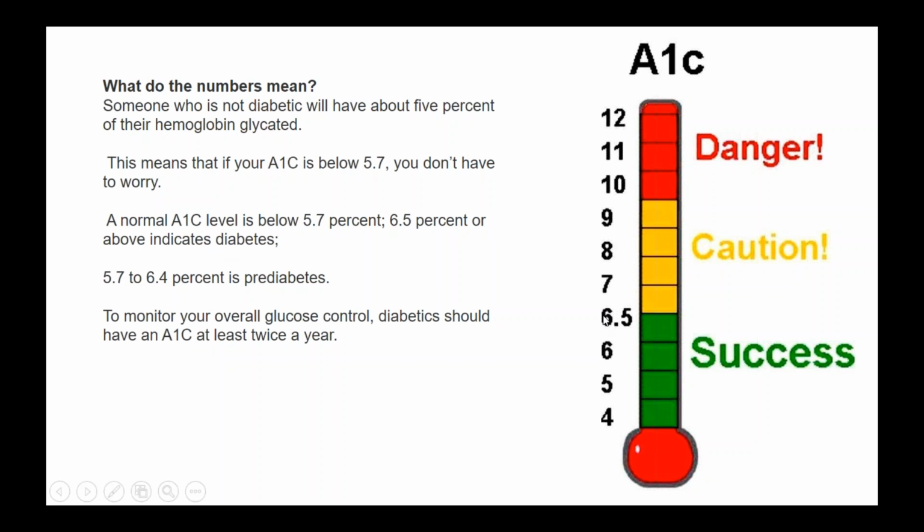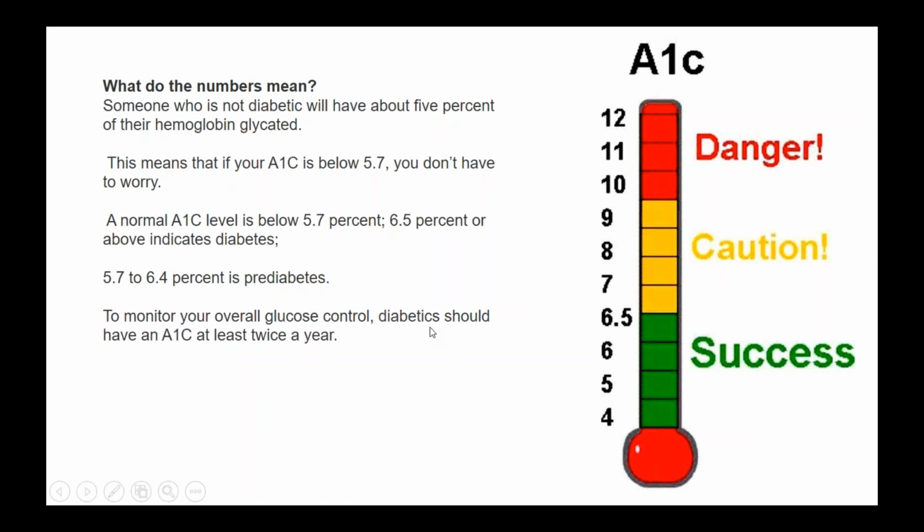6.5 or above would indicate diabetes. So if you're in the yellow, you've got what's called pre-diabetes. 6.5 to 7, you're about in the pre-diabetic range. Once you get up to 9 or 10, you're full-blown diabetes. You really need to be doing something here, okay?